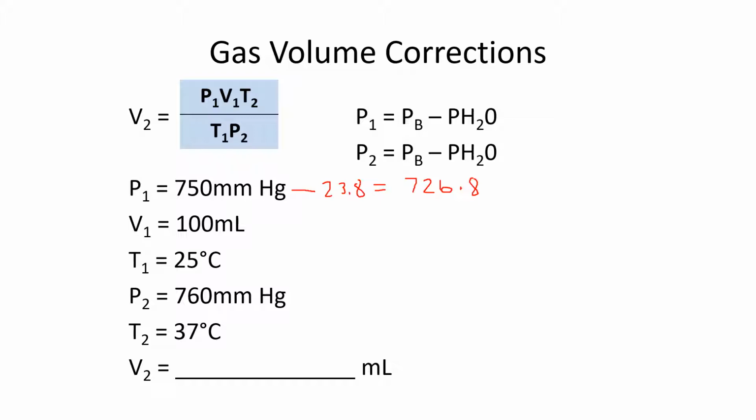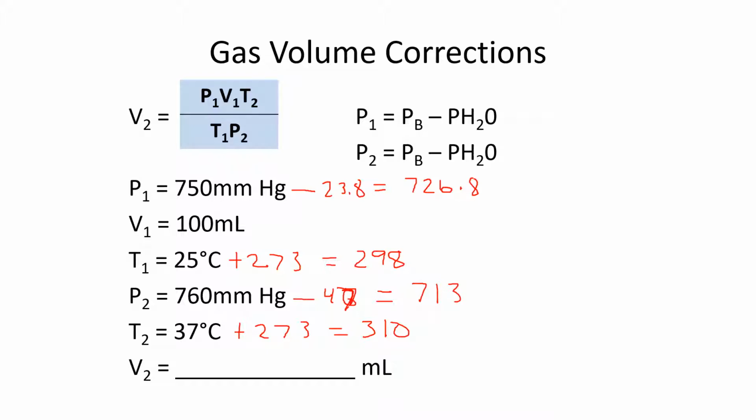mLs is okay because both of our volumes are in mLs. We don't have to touch it. But we know that temperatures need to be in Kelvin, so let's add 273 here. 298, right? Yeah, 298. And then for P2, we have to subtract the partial pressure at 37 degrees. What is the vapor pressure at 37? 47.0. So this would be 713. Yeah, 713. And then lastly, last temperature, 273. I think this is 310. Yeah, 310. All right, now that we got our units where we want them, we can plug and chug.